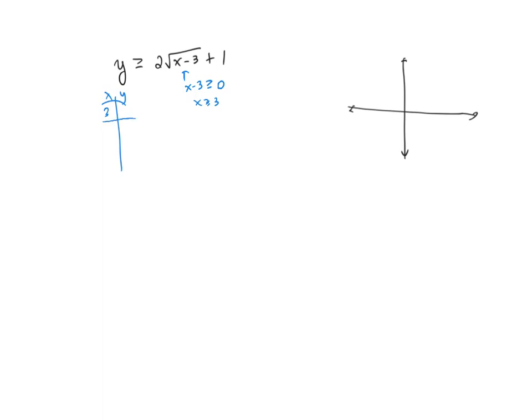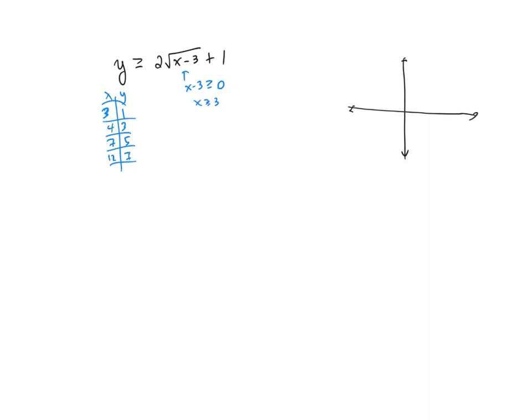When I plug 3 in, I get 2 times the square root of 0, which is 0, plus 1, so that's 1. So that's going to be the point (3, 1). And then I'm going to pick numbers that give me nice convenient values. So the first one I think would be 4, because that gives me the square root of 1 times 2 is 2 plus 1 is 3. And I think the next one would be 7. So that would give me 5. And then the last one would be 12. And that would give me 7.